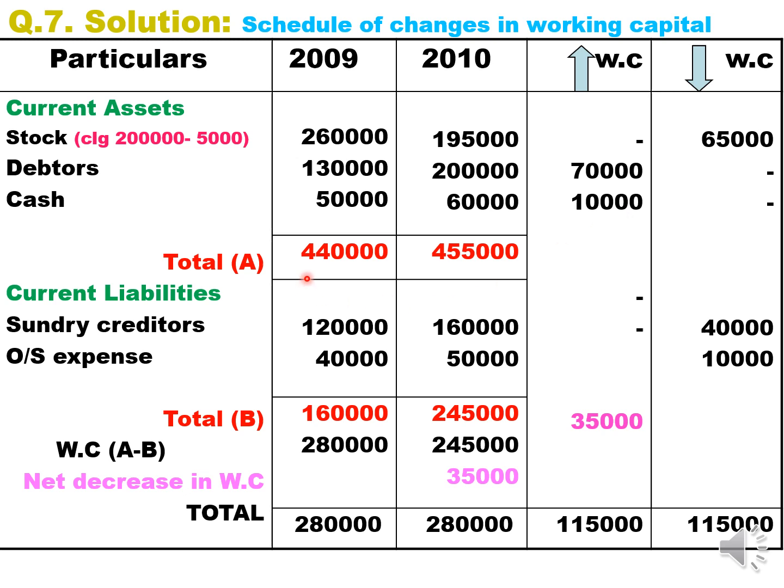So total current assets of 2009 are 4 lakh 40,000 and 2010 are 4 lakh 55,000. There is an increase in creditors of 40,000, which results in a decrease in working capital. There is an increase in outstanding expenses of 10,000, which will result in a decrease in working capital. So total current liabilities are 1 lakh 60,000 and 2 lakh 45,000. Current assets minus current liabilities gives working capital of 2 lakh 80,000 and 2 lakh 45,000. Compared to last year, current year working capital is decreased to the extent of 35,000.